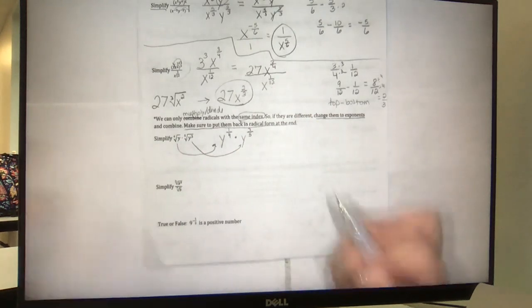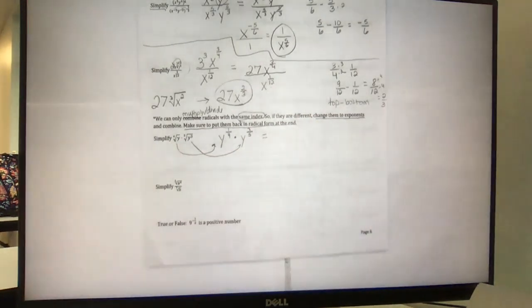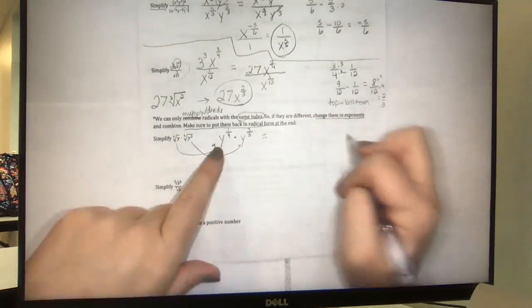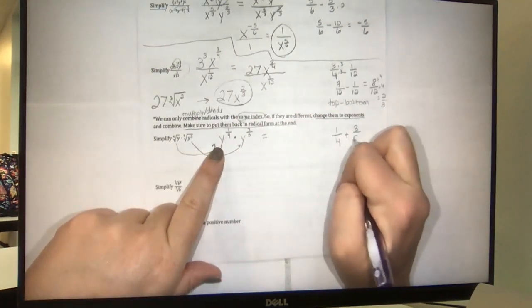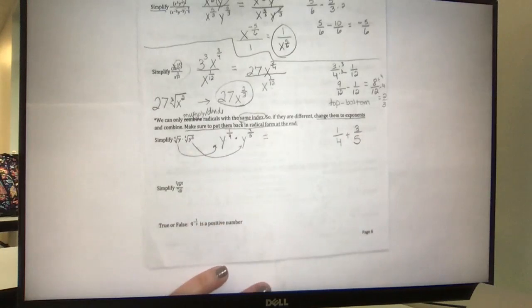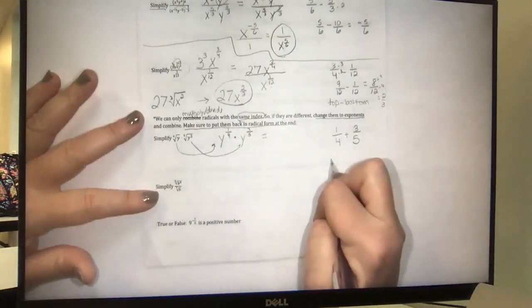We can multiply. All right, what happens if we want to multiply things together? What do we do with those exponents? Anybody remember what you do with the exponents? We add them. Good, we have to add them. Okay, so I'm going to come over here. I'm going to take 1/4 plus 3/5. That's my goal now. So I need an LCD. For 4 and 5, that's going to be 20.